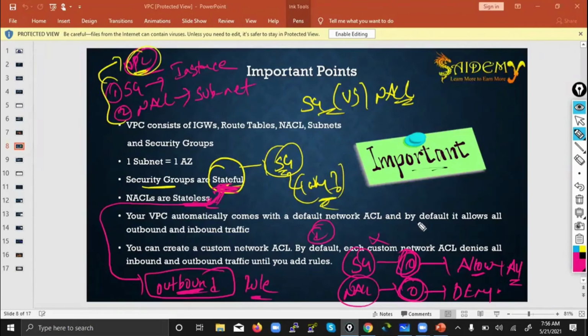So why is it called stateful? Because by default it allows all the outbound traffic. That's why it is called stateful. By default NACL denies all the traffic. That's why it is called stateless.